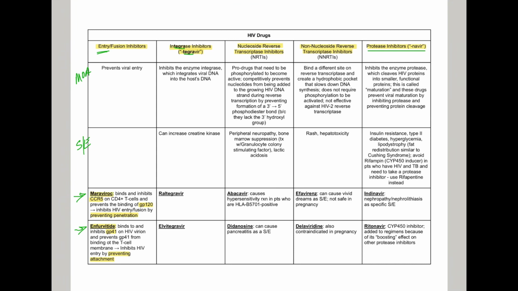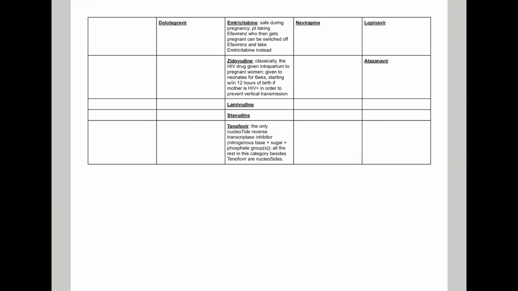So next are the integrase inhibitors. The mechanism of action here is to inhibit the enzyme integrase, which integrates the viral DNA into the host's DNA. So this is the step that's being stopped with the integrase inhibitors. Again, they have tegravir in the name. Side effect is that they can increase creatine kinase. Raltegravir and elvitegravir are the drugs under the integrase inhibitor list. There's also dolutegravir.